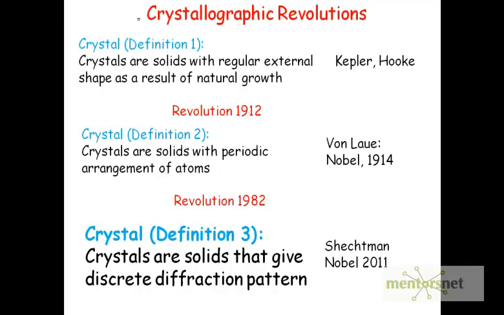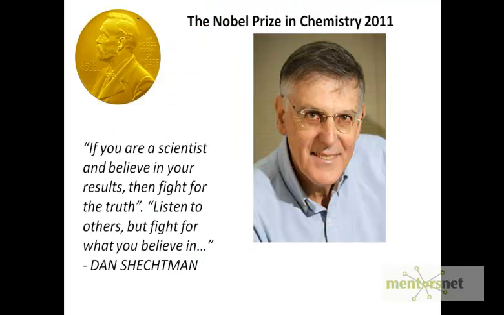And the final revolution, which is the subject of this Nobel Prize, is by Dan Schechtman, who through his 1982 experiment showed that there are crystals which may not have a periodic arrangement of atoms but a quasi-periodic arrangement of atoms and still give a sharp diffraction pattern. Of course, he had to face a lot of struggle in getting his idea accepted, and so I end with a quotation from him where he says, "If you are a scientist and believe in your results, then fight for the truth. Listen to others, but fight for what you believe in."